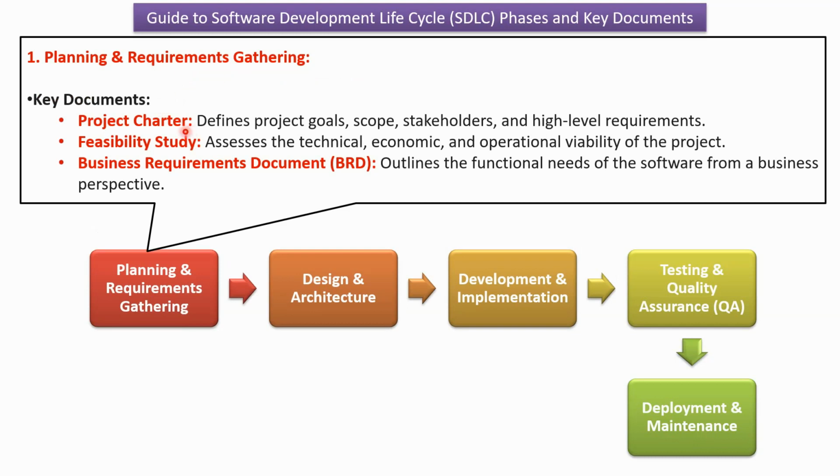The first document is project charter, which defines project goals, scope of the project, stakeholders involved in the project, and high level requirement of the project. The second document is feasibility study, which assesses the technical, economic, and operational viability of the project. Third one is business requirement document. This document outlines the functional needs of the software from a business perspective.